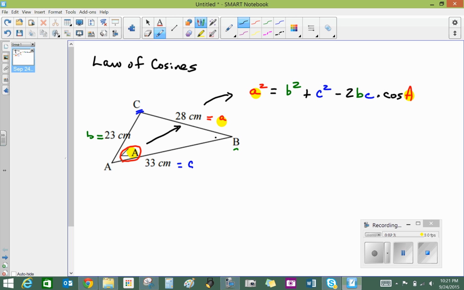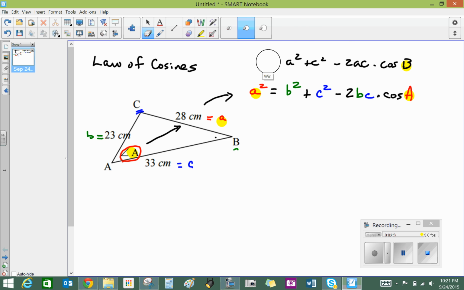I'm just going to go off on the margin for a second. If it was B you were looking for, it would end up being B squared equals A squared plus C squared minus 2AC multiplied by the cosine of angle B. So you can see how letter B, or side B, is going to match to angle B. Right now it's not important to have all three formulas. Let's just focus on the one we have here in front of us.